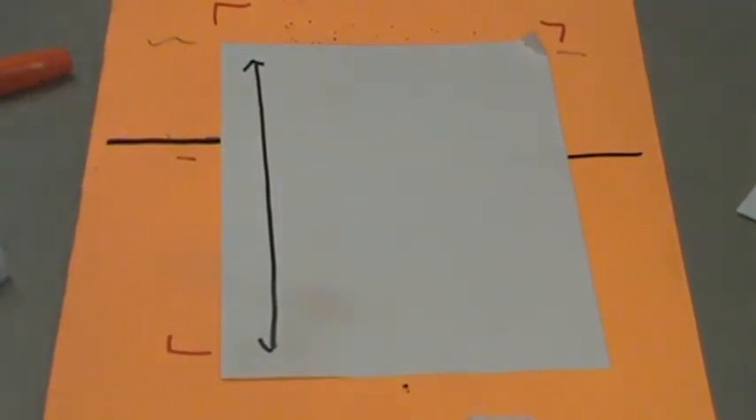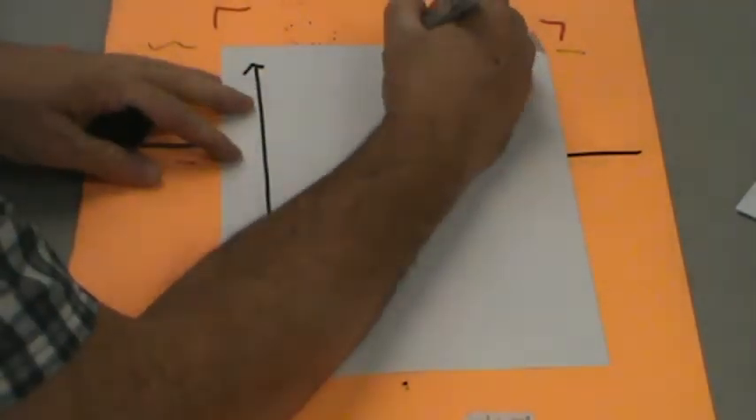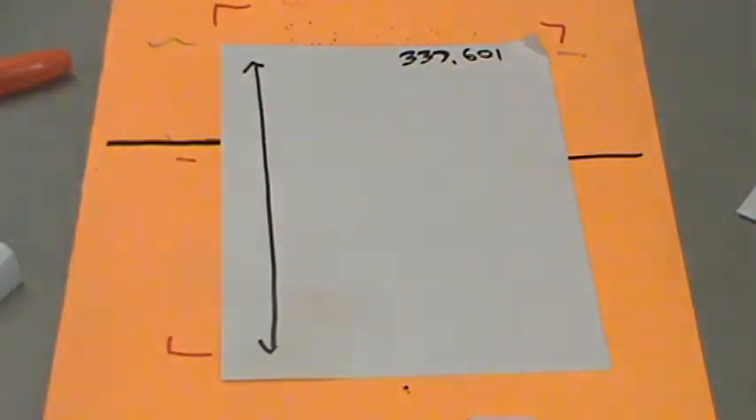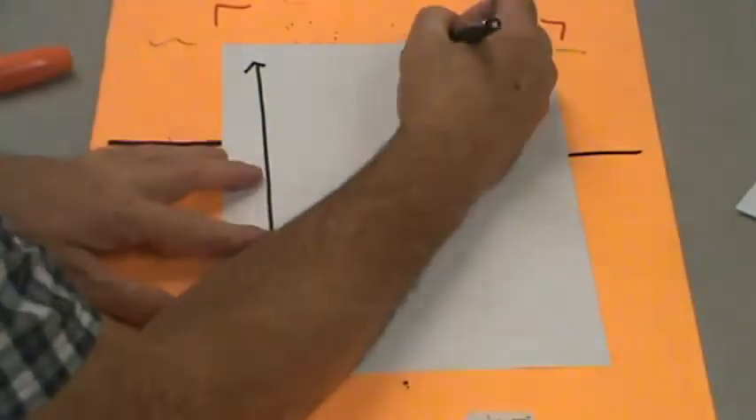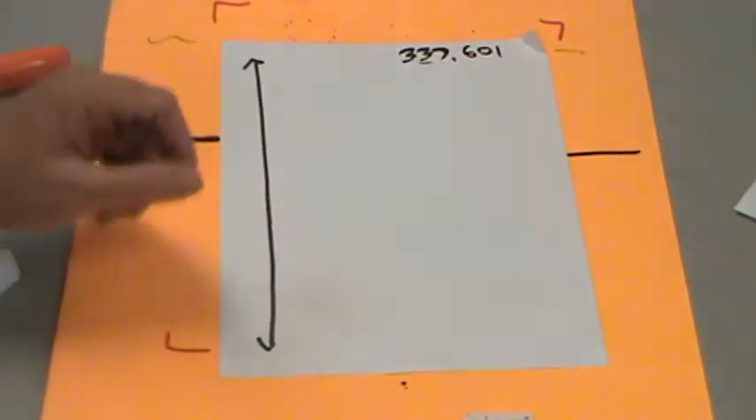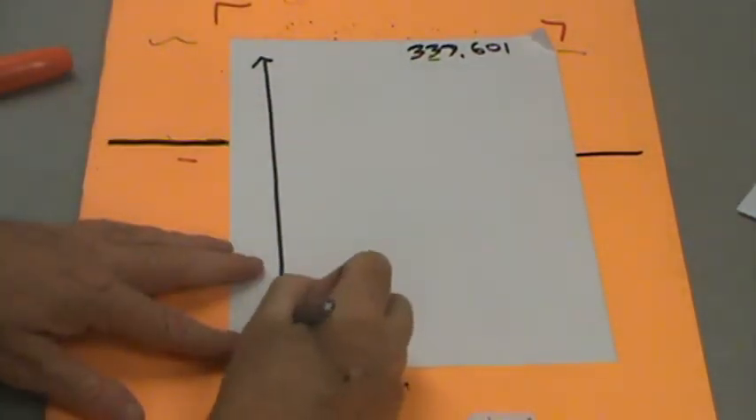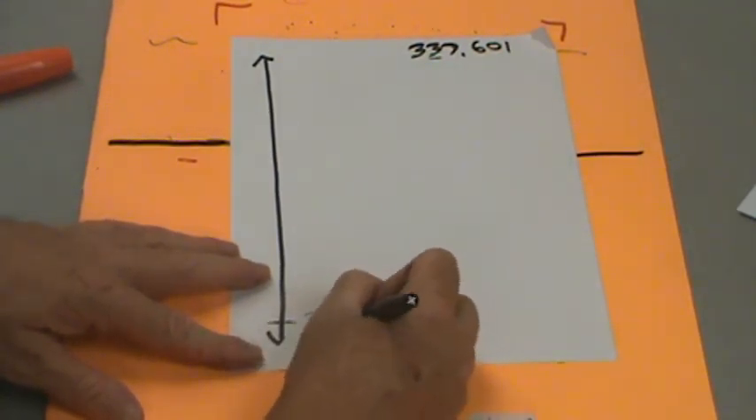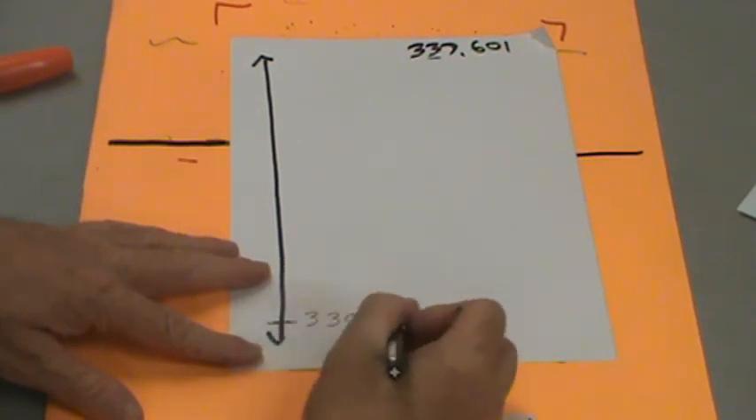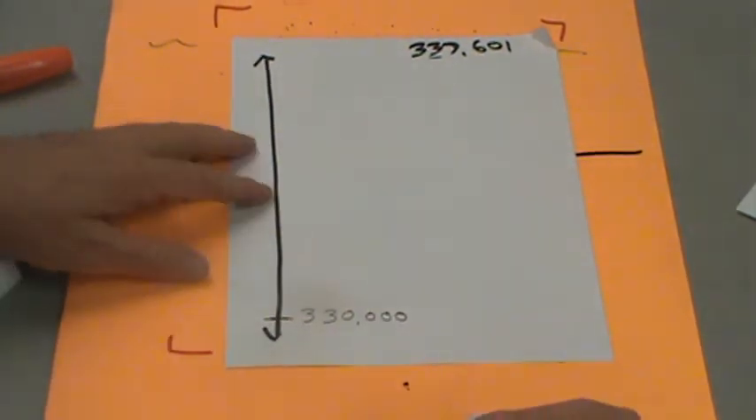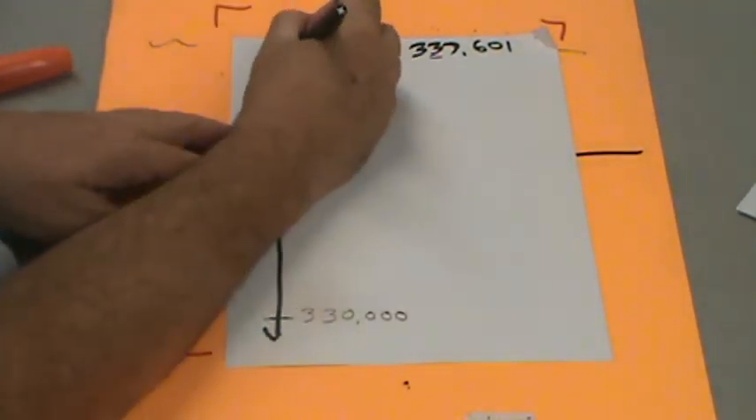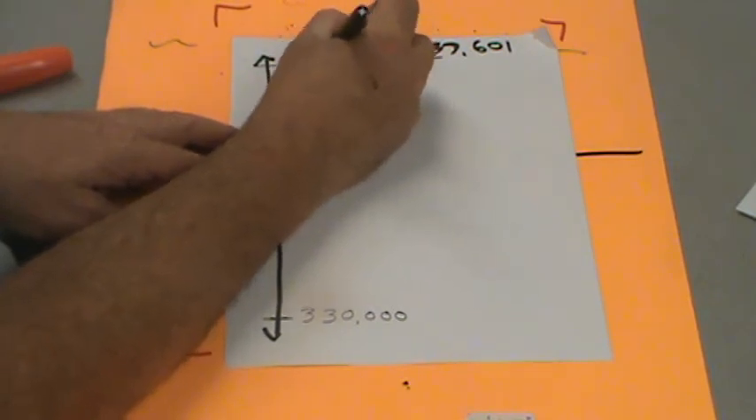So what number we're going to use is right up here, 337,601. And we're talking about the nearest 10,000. All right? So what's this endpoint down here going to be? Well, think about it. We would just go 330, and everything else after it is a 0. So 330,000. What about the top number? Well, we would take it 10,000 more. 340,000.